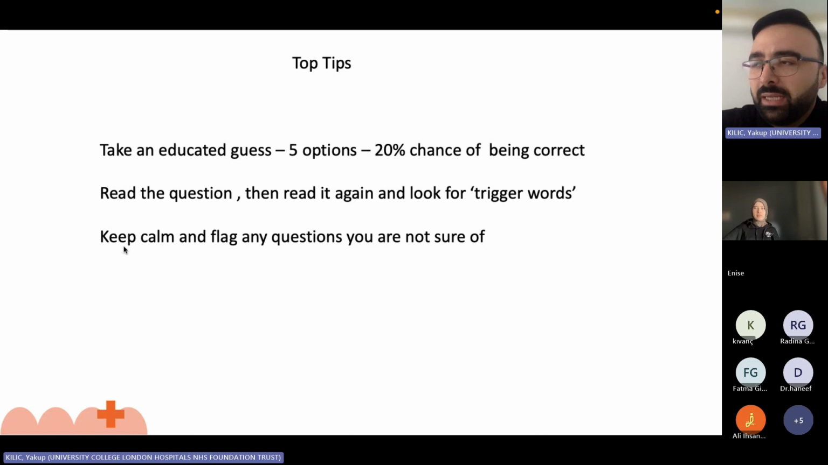When I did it, it was paper-based, but now I think it's all computer-based, and you can flag questions that you're not sure of so you can come back to them. Having said that, each paper you have 3 hours, but I feel like time passes by quite quickly. So do come back to it early on, as you don't want to be in a situation where at the end you've answered but you can't come back to review.